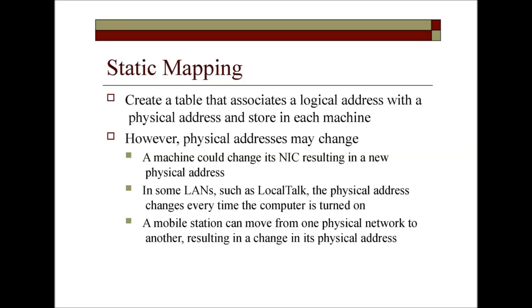The last point: a mobile station can move from one physical network to another, resulting in a change in its physical address. So if the device is a mobile station and it moves from one place to another and the physical network is changed, the physical address must be updated in that specific table. This is called static mapping, by which we update our table manually.